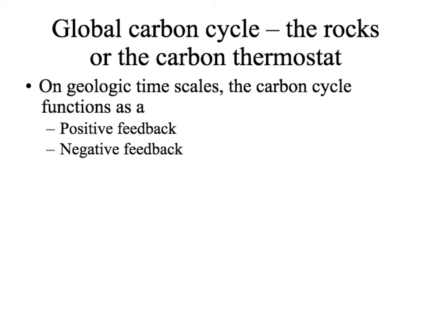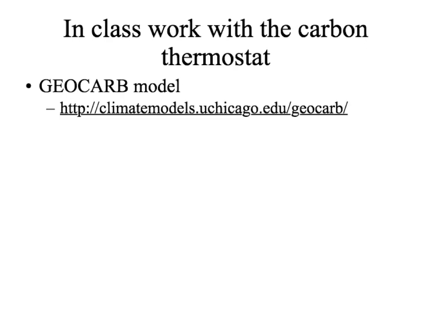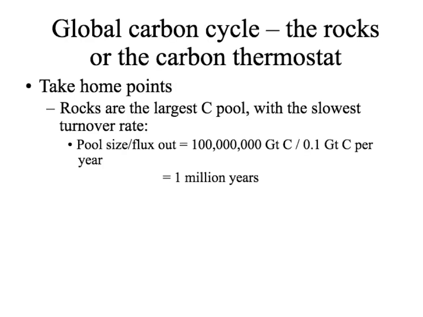But the problem is that it takes a really, really long time to do this. We're talking about a time scale of millions of years. And that's something that we'll kind of grapple with when we look at this GEOCARB model in class on Tuesday. Okay, so the take-home points are that rocks are a really big pool of carbon with an incredibly slow turnover rate, very slow, so that ultimately this flux will take the carbon dioxide out of the atmosphere that we put into it, but it'll take a million years to do it.